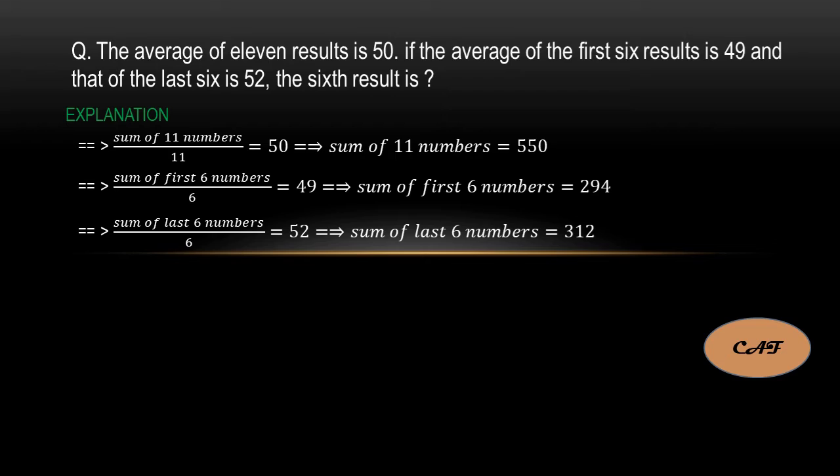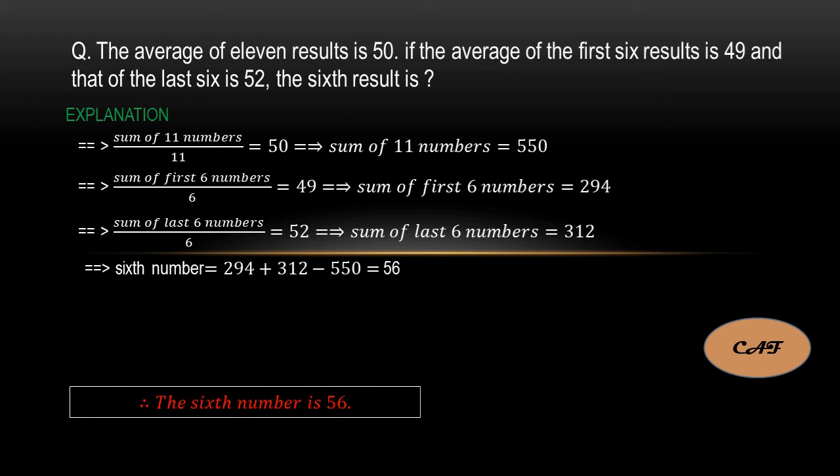Okay, so now what I will do is, I will add both the sum of the first 6 and the last 6, and I will subtract the sum of 11 numbers. Then you will get the sixth number. Okay, see this. Sixth number is equal to 294 plus 312 minus 550 is equal to 56. Therefore, the sixth number is 56.